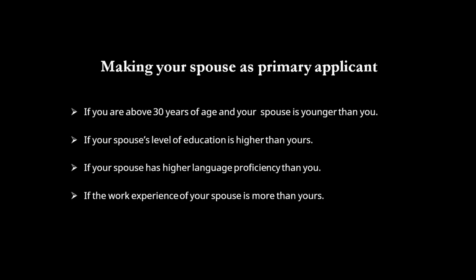You can go through the CRS score calculator and try making your spouse the primary applicant and calculate your scores. If it is more than the scores which you obtain when you are the primary applicant, I would definitely suggest making your spouse the primary applicant. So, these are some of the ways in which you can improve the CRS score.